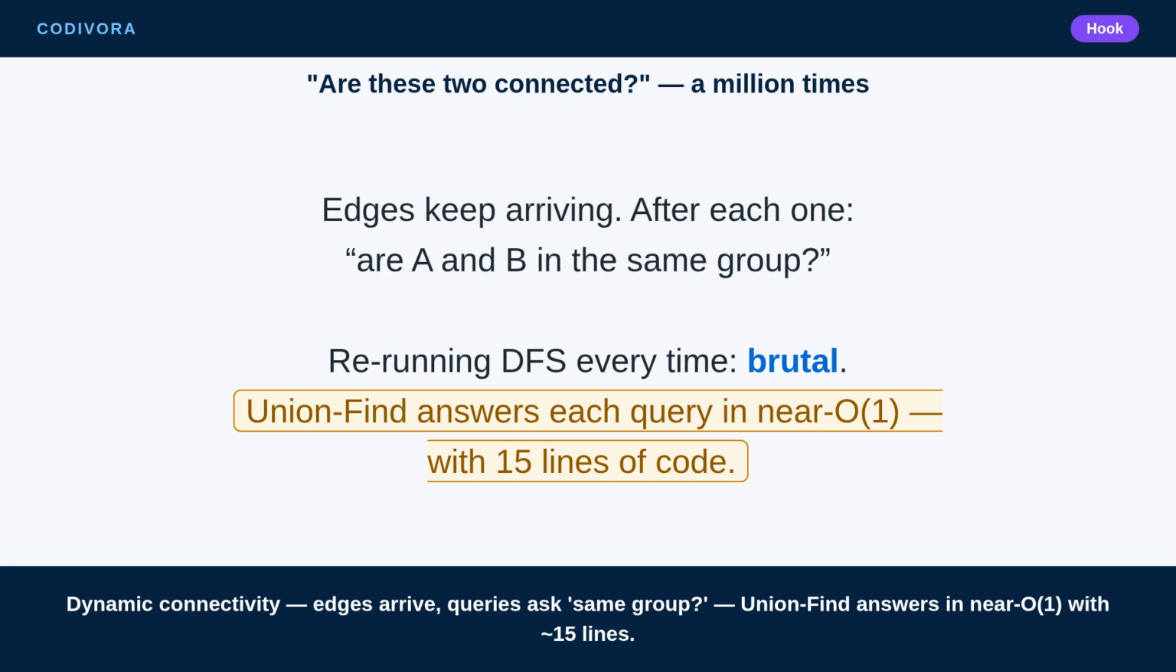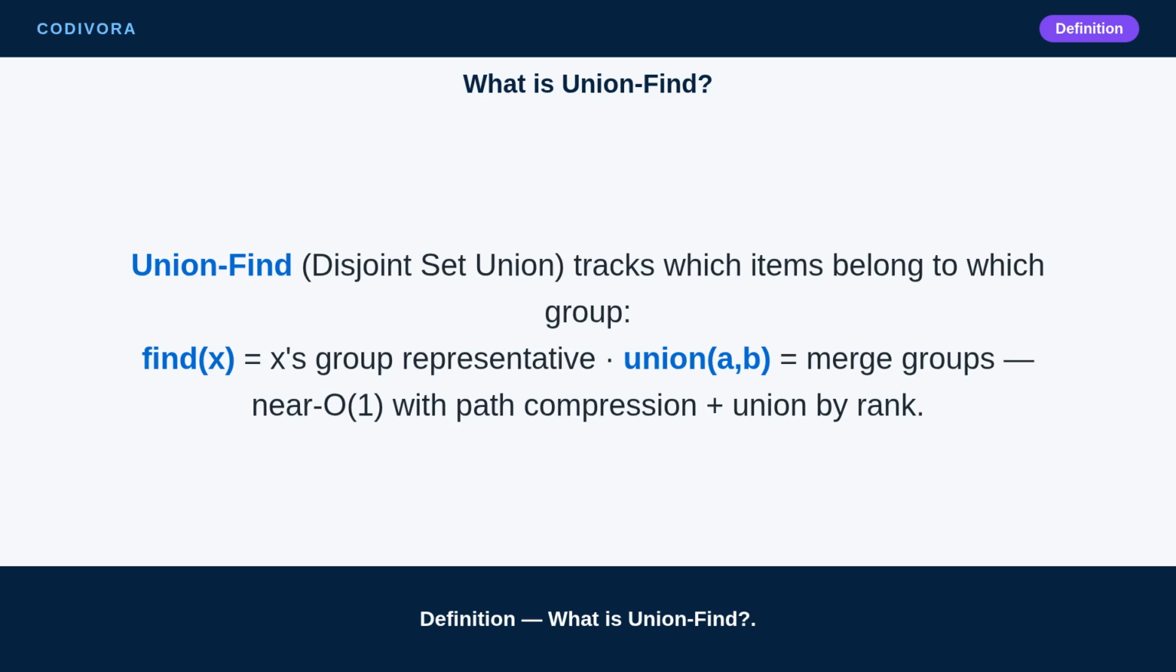It's the tool for merging accounts, counting components, and catching the edge that closes a cycle. Let's build those 15 lines. Definition first. Union find, also called disjoint set union, tracks which items belong to which group. Two operations. Find returns an item's group representative, its root, and union merges two groups. With path compression and union by rank, both run in effectively constant time, which makes dynamic connectivity questions almost free.